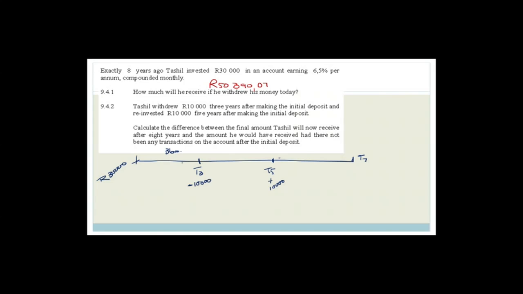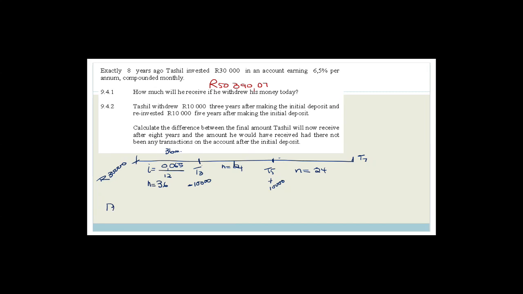So do you agree for this bit here, for each of the periods, the i is going to be 0,065 over 12. But the n is going to be from here to T3, that's 3 times 12 is 36. So that is 36. Yeah, the n is 24. And the n is 25, 6, 7. It's the end of the fifth year. So therefore, it's just 24. Okay, right. Happy. So now let's have a look.